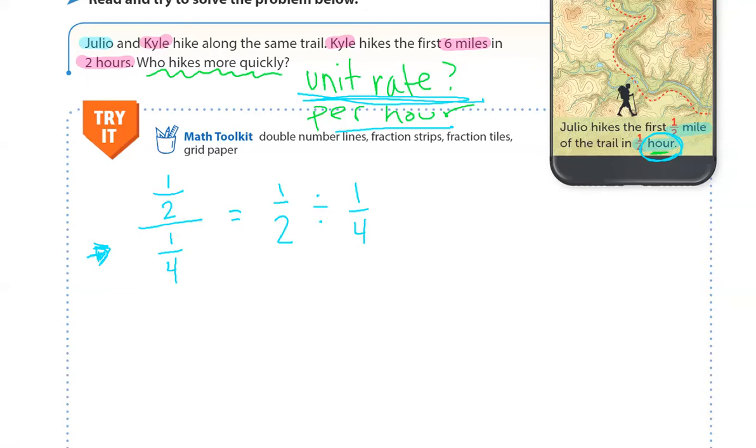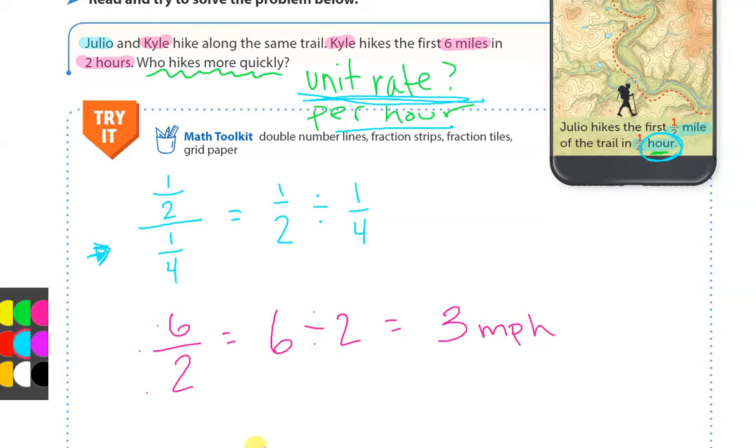And then for Kyle, he's going 6 miles in 2 hours. That one's much easier, right? That's just 6 divided by 2. You could rewrite that if you want, 6 divided by 2, but you don't need to. You know 6 divided by 2 is 3. He's going 3 miles per hour.